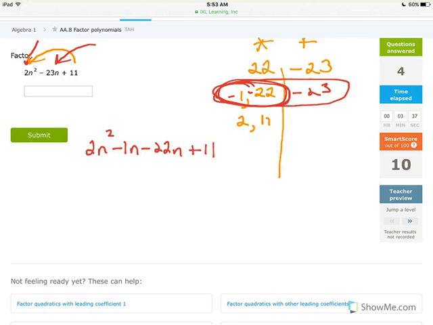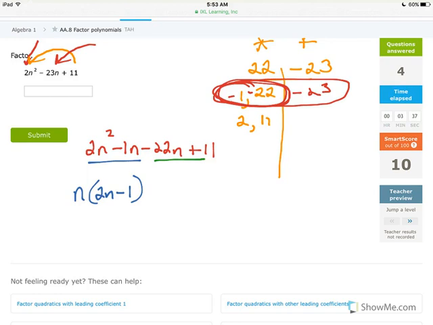And once you're here, you now have 4 terms, so you can use factor by grouping. So if we look at the first group, what's common? Looks like a value of n can be factored out. And you're left with 2n minus 1. And if you look at the second group, looks like you're going to have an 11 in common.